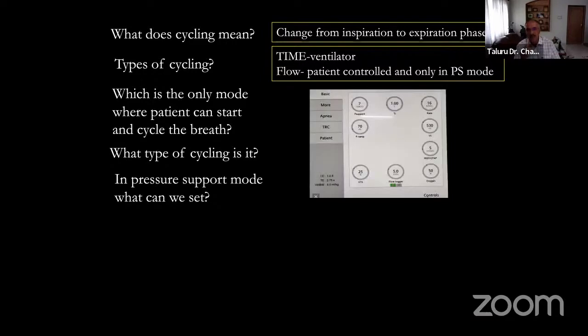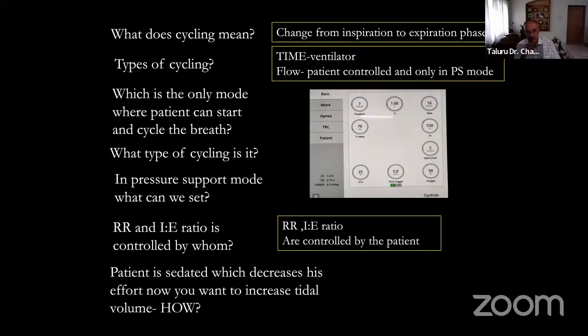In pressure support mode, what can you set? These are the things you can set. You always remember this: IE ratio and respiratory rate are controlled by who? Patient. The patient is sedated, which decreases his effort. Now you want to increase the tidal volume. How to increase the tidal volume? By increasing what?